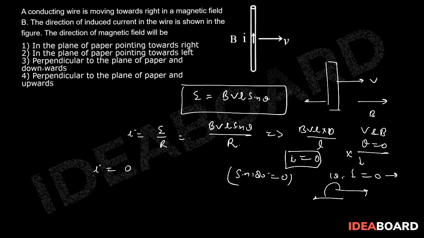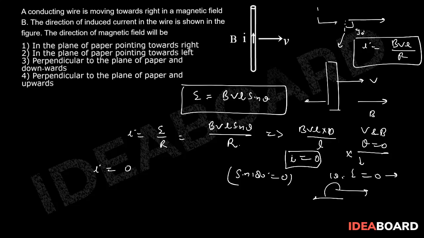Coming to the third choice, pointing toward the plane of the paper and downwards, that means this will be the angle. So the angle will be 90 degrees. Yes, this can be one choice, that I will be BVL by R. Perfect. And another option is there, perpendicular to the plane of the paper and upwards. Again, upwards and perpendicular to the plane of the paper, so yes, again theta will be 90 degrees. That means a certain value will be there.